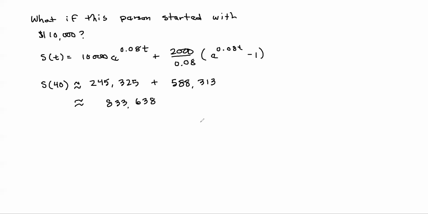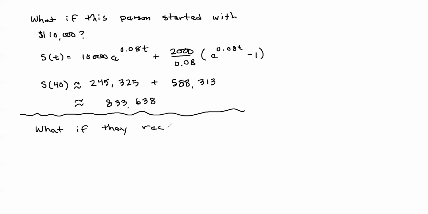So what other types of changes can we make to the model? One thing that might seem a little questionable in the model is the interest rate. If you know much about interest rates, you know that 8% is a pretty good return. What if they received 7%? Then you can go through and do the same model. All right, and so we're back to the initial case, not the $10,000 case.